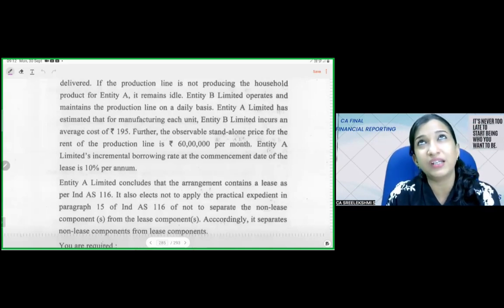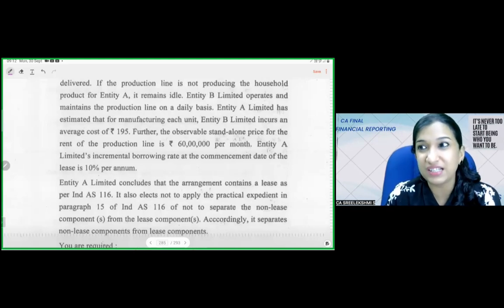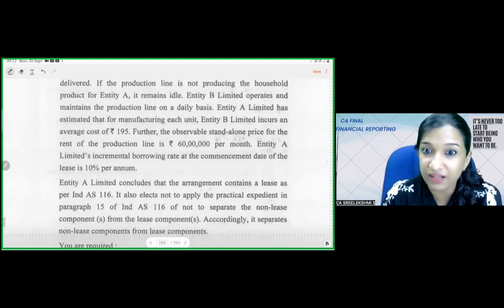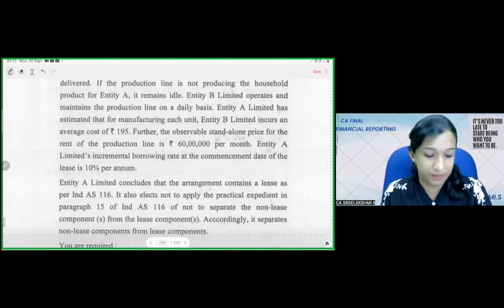So I am thinking whether it is 115 or 116. 116. If it is 116, I need IRR. If IRR is given, we should take it, but here only IBR is given, which means we will take IBR.